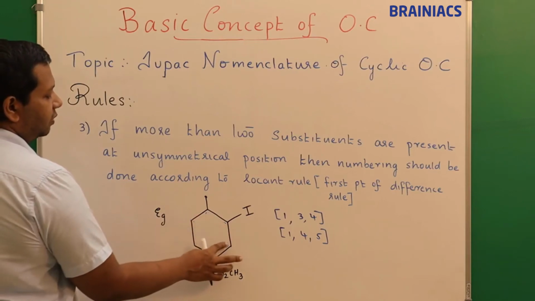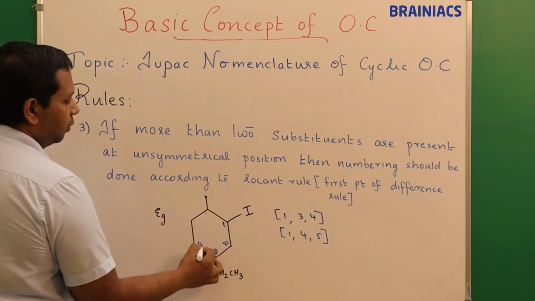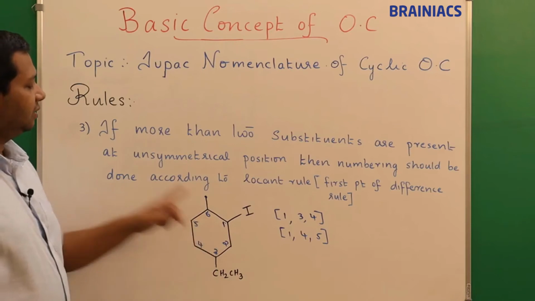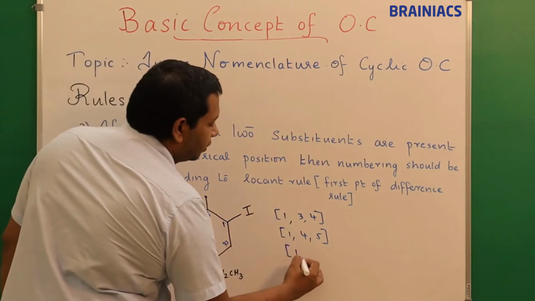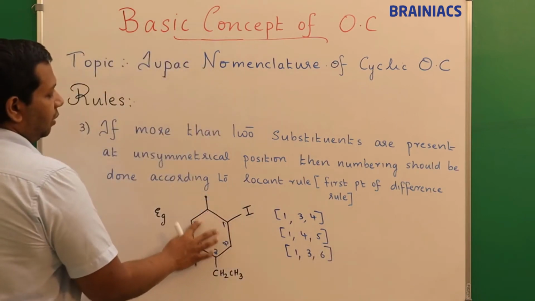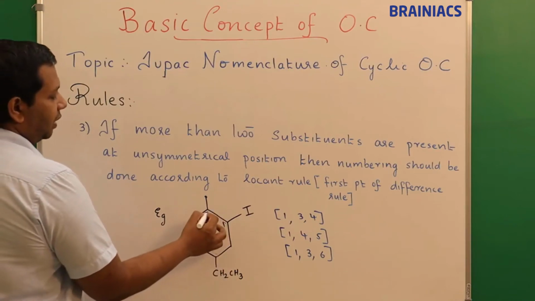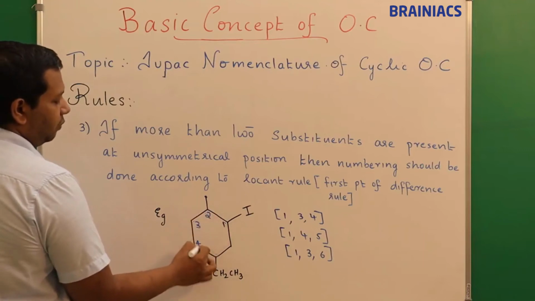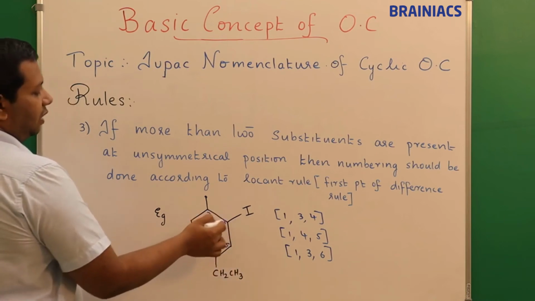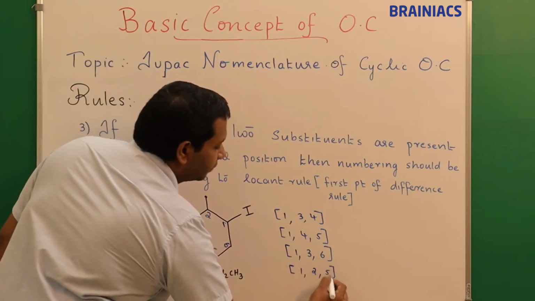Now I will go to the next substituent, that is this one. So I will start from here, 1, 2, 3, 4, 5, 6. Now tell me the locants. 1, 3 and 6. So I can write 1, 3, 6. Correct? Now I am going to write the next possibility. Let's see. So next possibility, 1 here itself, but I am going in this way. 1, 2, 3, 4, 5, 6. Now tell me the locants. 1 is there, then 2 is there, then 5. So I can write it is 1, 2, 5.